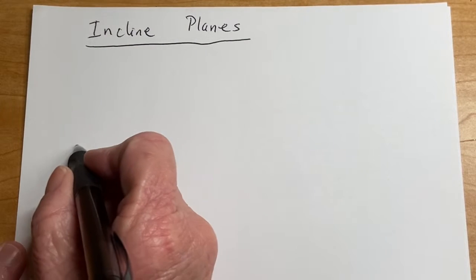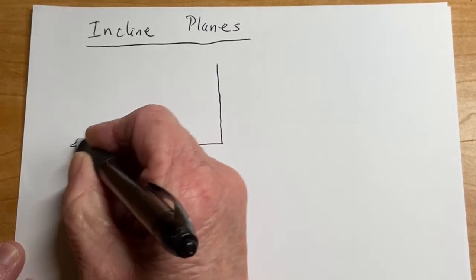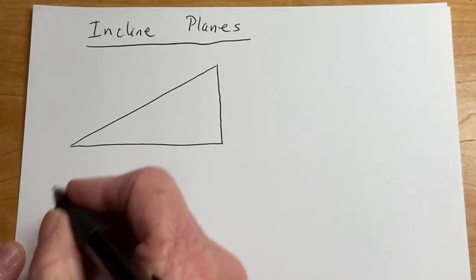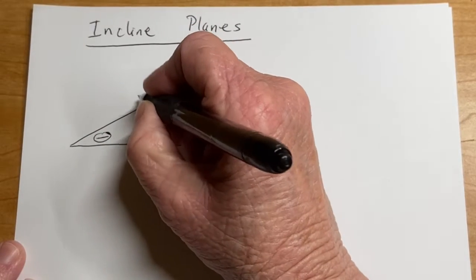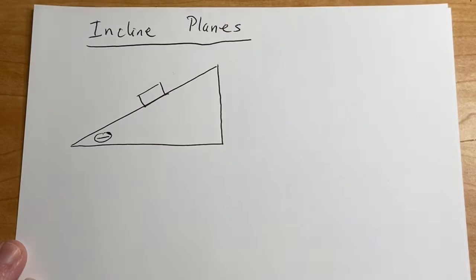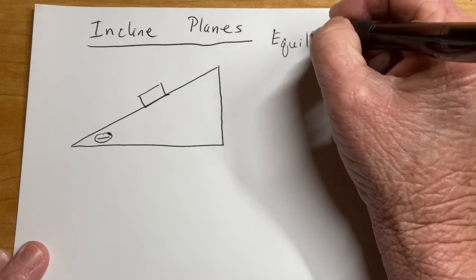I'm just going to draw a ramp to represent an inclined plane. There you go. We will label it with theta. Put some object on the inclined plane. We're going to do 3 scenarios. The first one we're going to do is equilibrium.